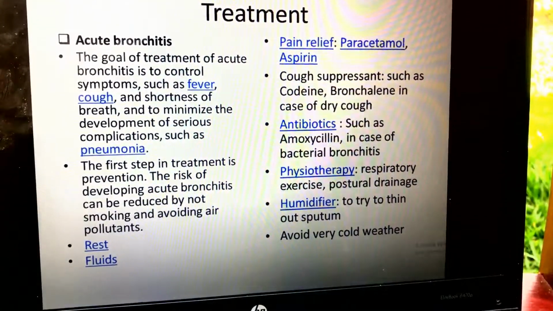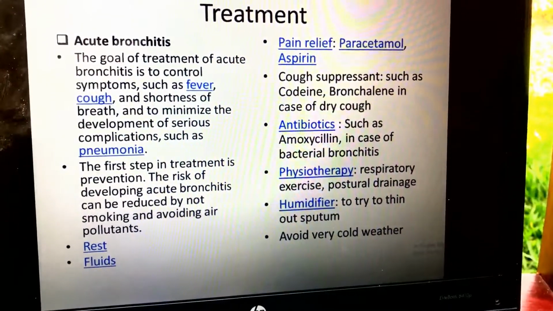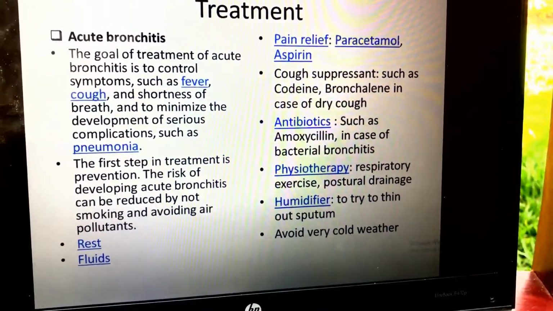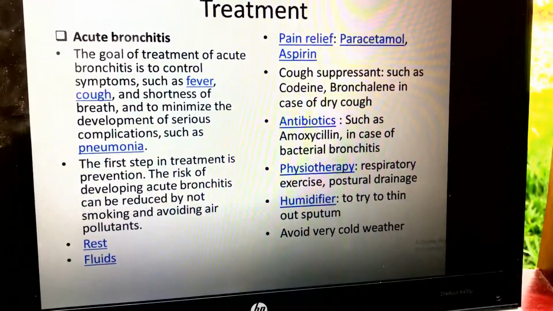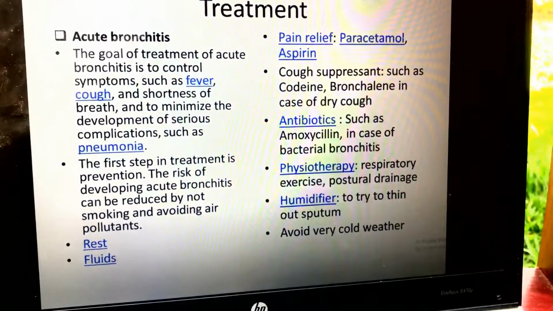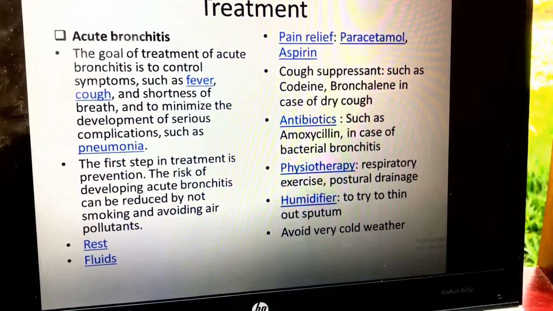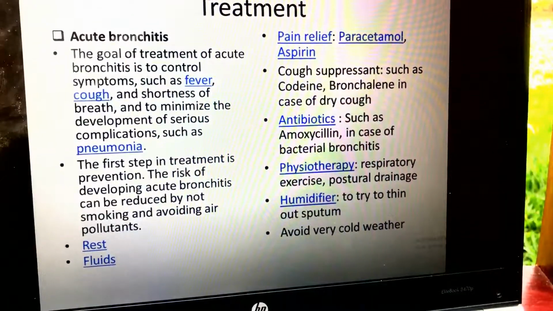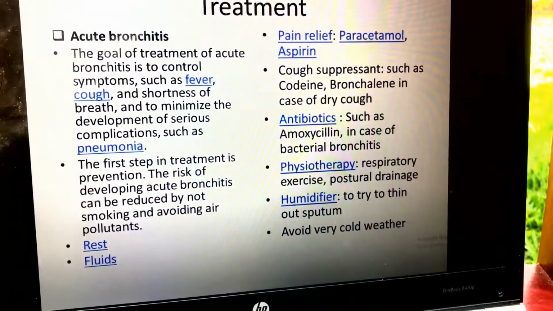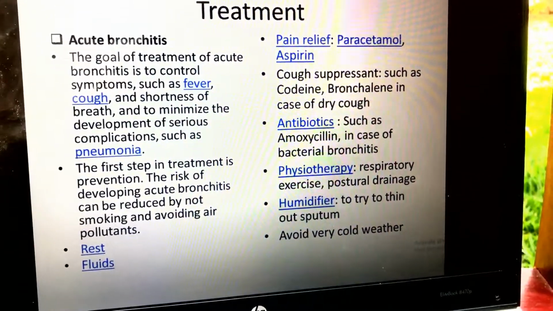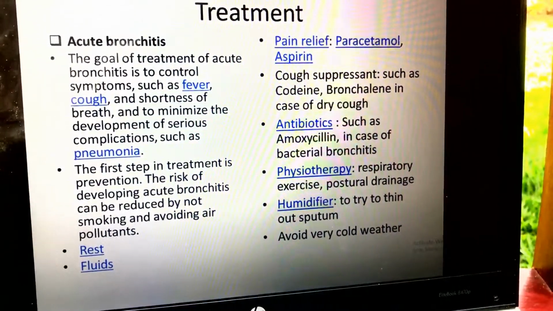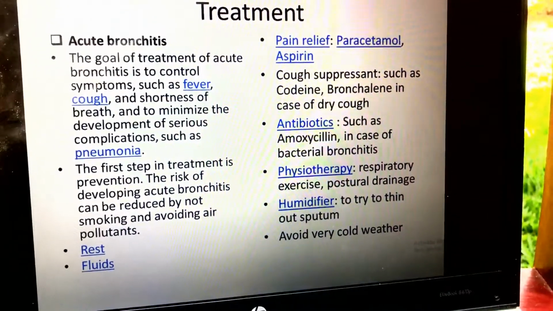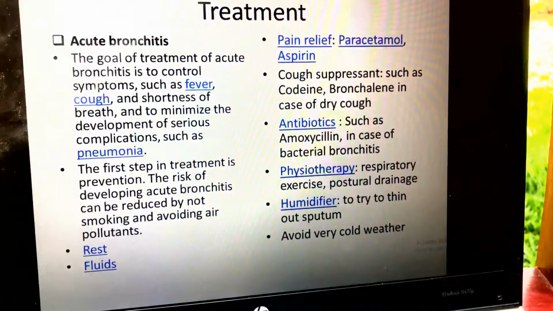For pain relief, we can take paracetamol or aspirin. A cough suppressant such as codeine or bronchalen can be used in case of dry cough. Antibiotics such as amoxicillin can be taken in case of bacterial bronchitis. We have seen that bronchitis can be caused by bacteria or virus. What is the difference? When you detect a fever, you mostly suspect bacterial bronchitis. Here we administer the antibiotics.